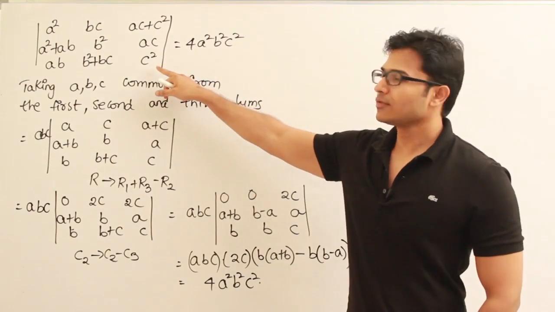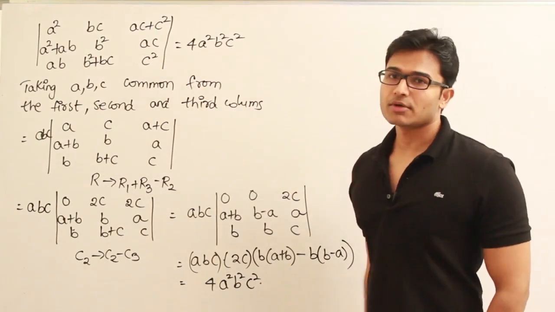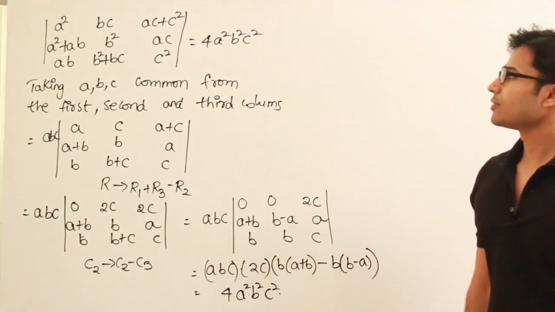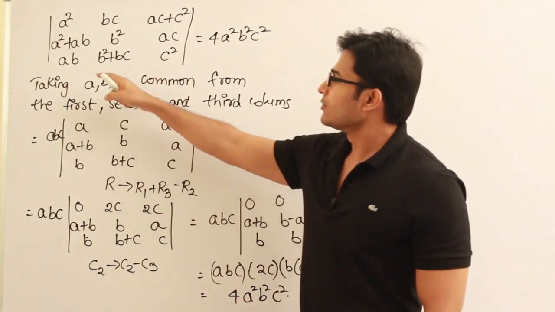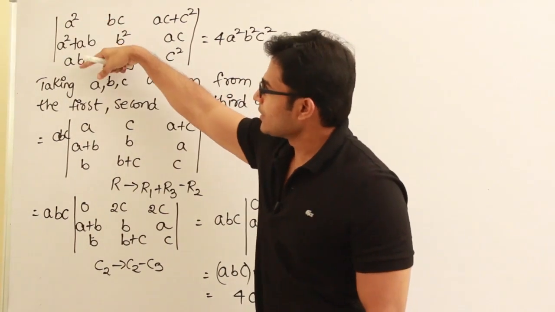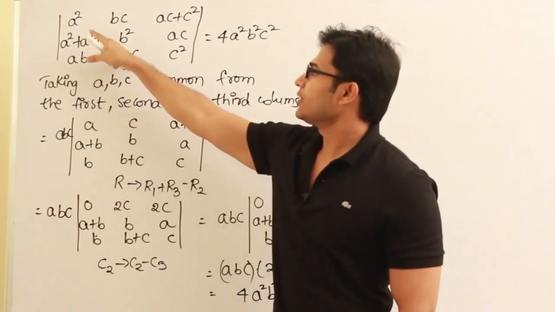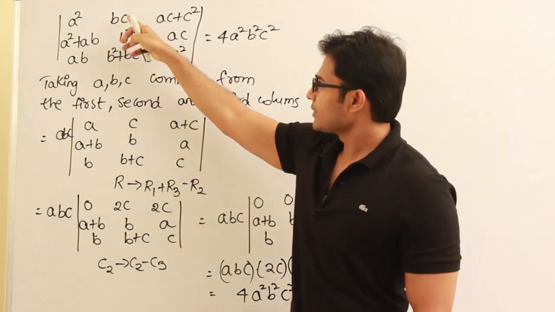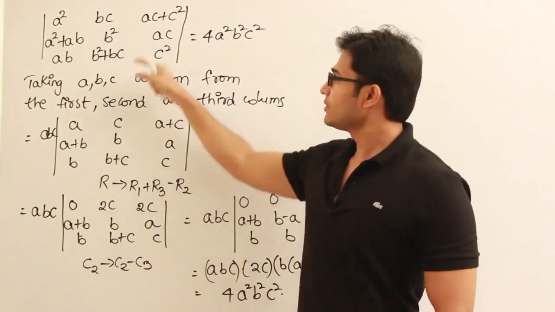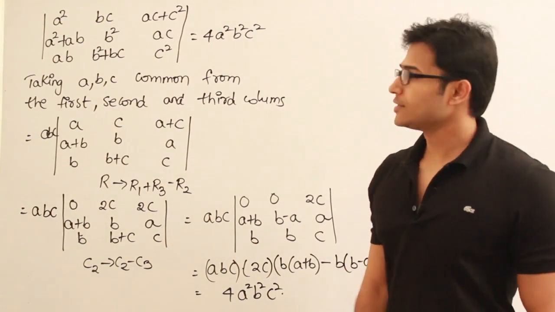We have to prove that the value of this determinant is 4 a square b square c square. So if you observe it, here in the first column every element is containing a, isn't it? A here, A here, A here. Therefore you can pull out A as common. And in the second column every element is containing B, and in the third column every element is containing C.